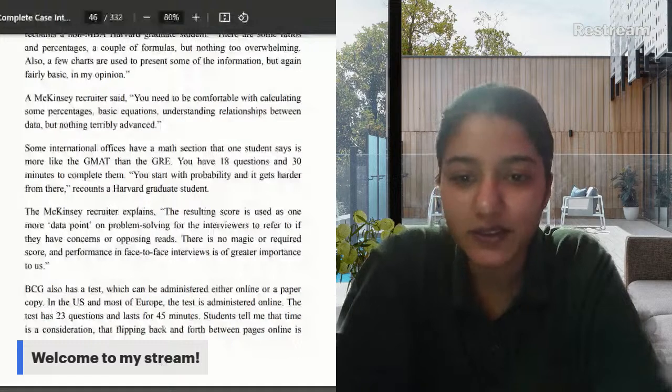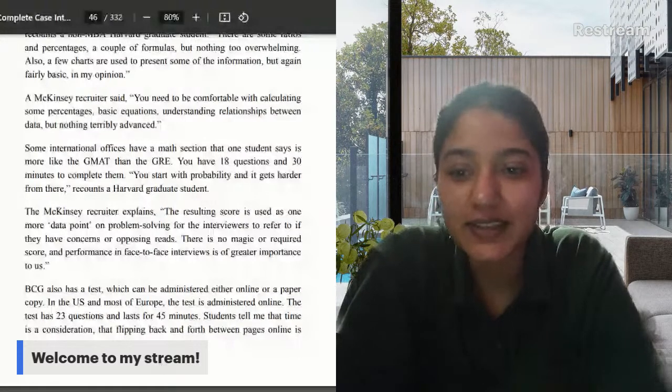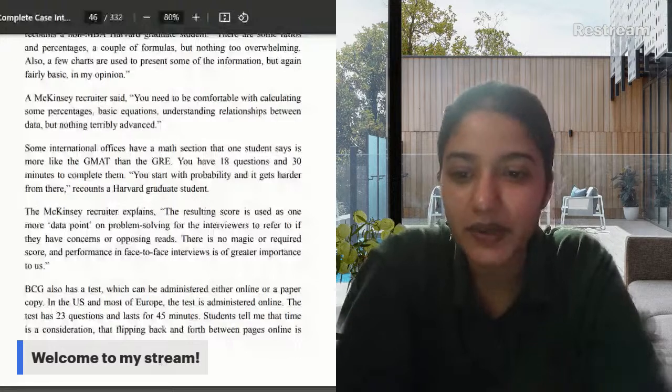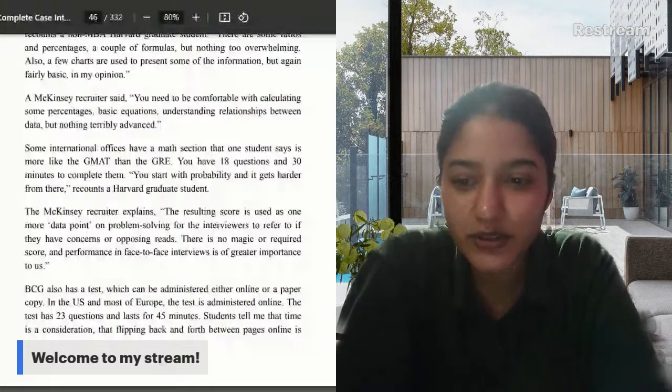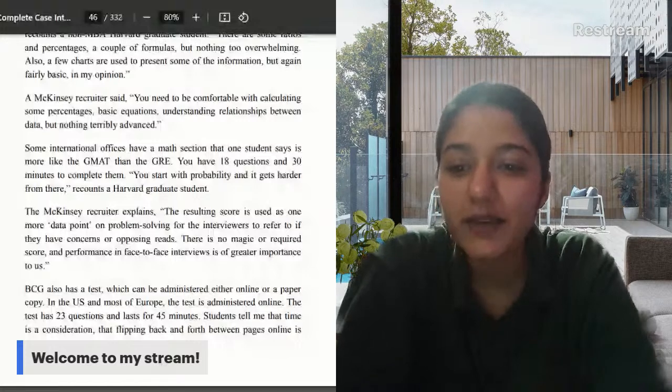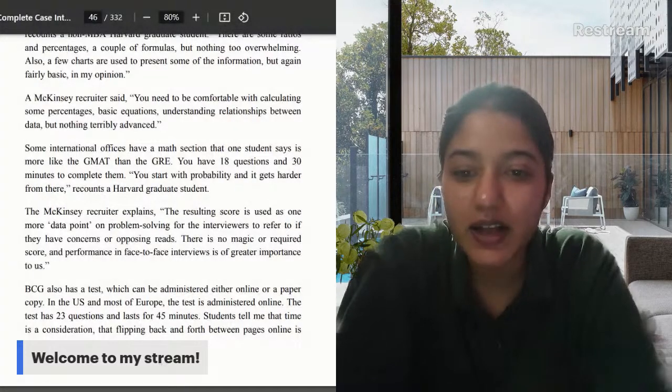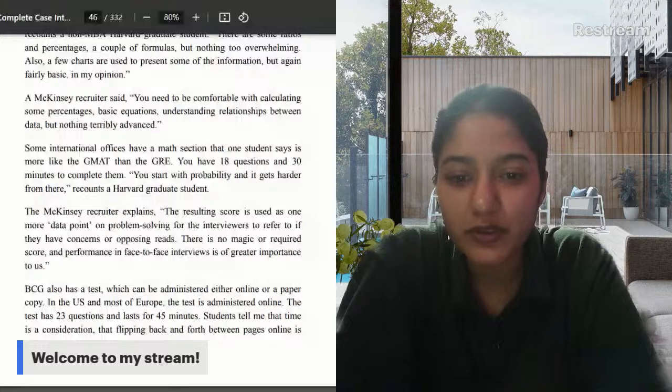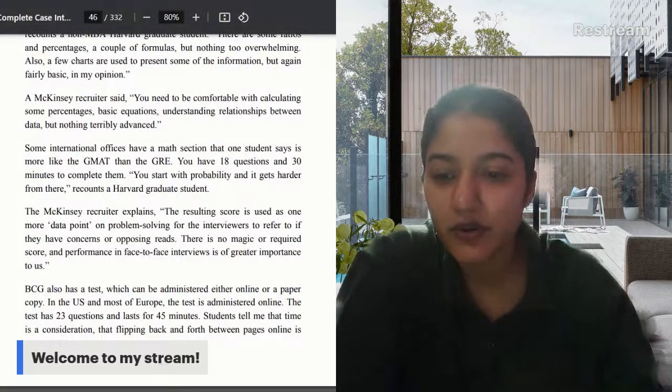Some international offices have a math section that one student says is more like the GMAT than the GRE. You have 18 questions and 30 minutes to complete them. You start with probability and it gets harder from there, recounts a Harvard graduate student. The McKinsey recruiter explains the resulting score is used as one more data point on problem solving for the interviewers to refer to if they have concerns or opposing reads. There is no magic or required score, and performance in face-to-face interviews is of greater importance to us.